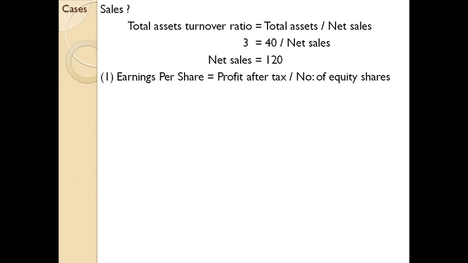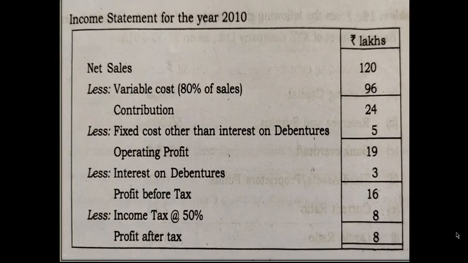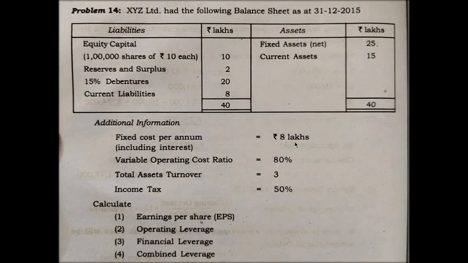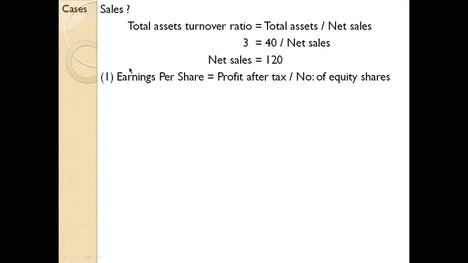So next one, the first question you are asked to find earning per share. So earning per share is profit after tax divided by number of equity shares. And we already found profit after tax, 8. In this question, you are asked to find earning per share apart from leverage ratios. So you need to find out profit after tax, because for finding earning per share, you require profit after tax. So profit after tax is 8 lakh divided by number of equity shares, that is 1 lakh.